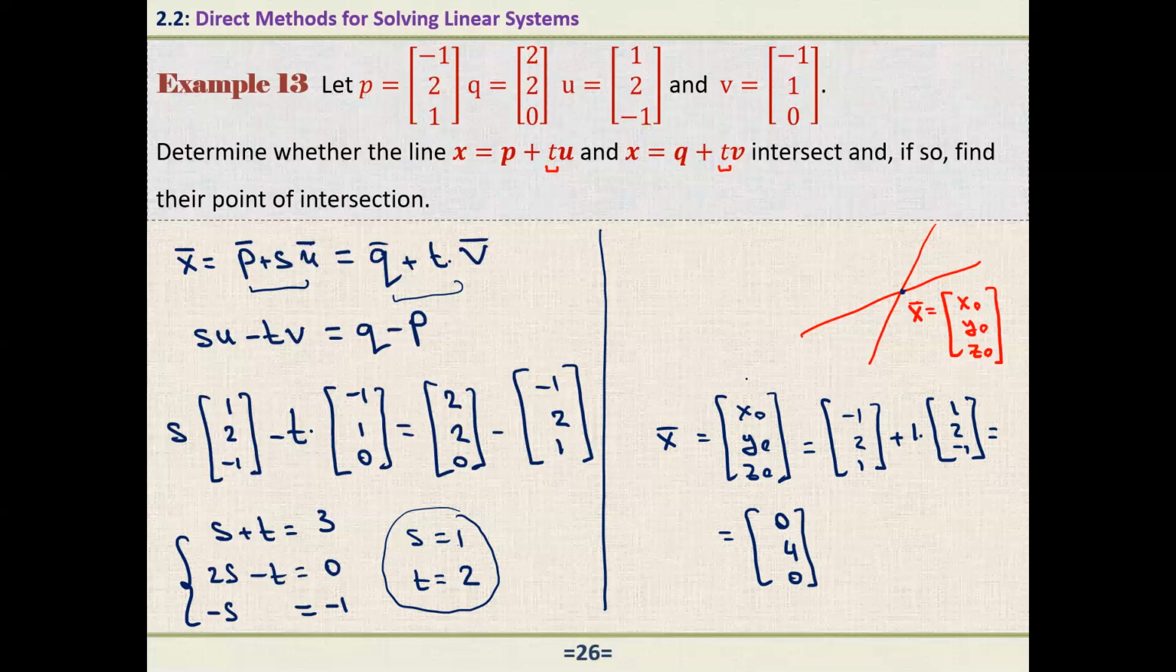Okay, so the lines given by these two equations actually intersect each other, and the coordinates of the intersection point are (0, 4, 0).